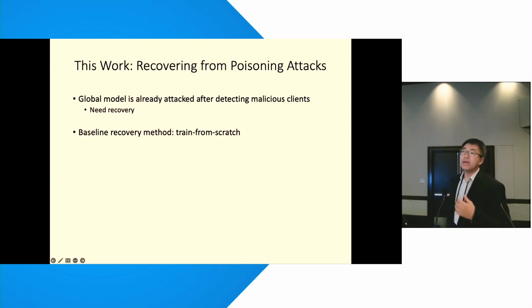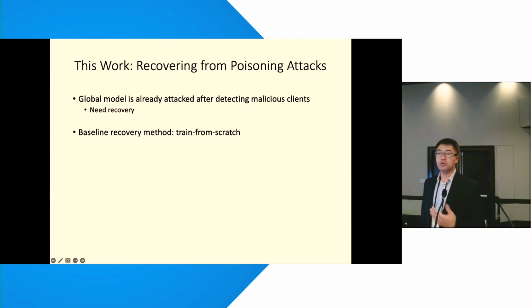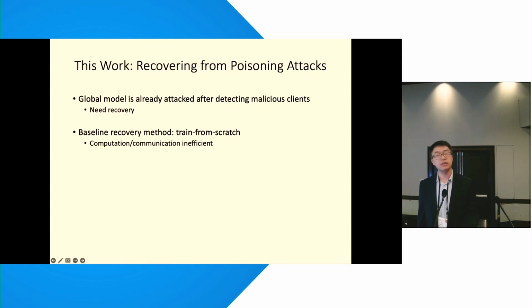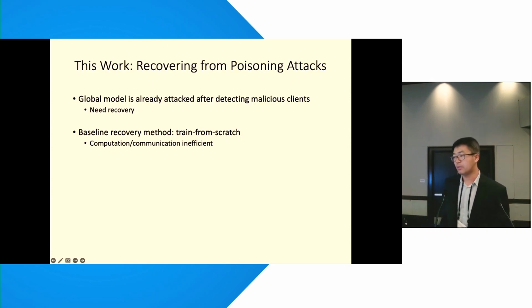A naive baseline recovery method is to train from scratch, which means you just remove the detected malicious client from the federated learning system and train a recovered global model from scratch. This method is accurate. However, it incurs a lot of computation and communication overhead for the client because it involves the client again during the recovery process.